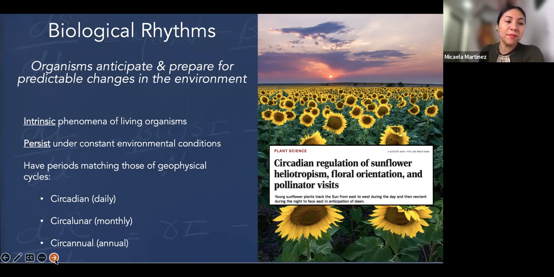Organisms do this type of anticipation and preparation across geophysical cycles. There are circadian rhythms, which are the 24-hour rhythms. There are circalunar rhythms, which are really common in marine organisms. And then there are circannual rhythms, which are the annual seasonal rhythms, as I had described with that hare that changes its coat color.